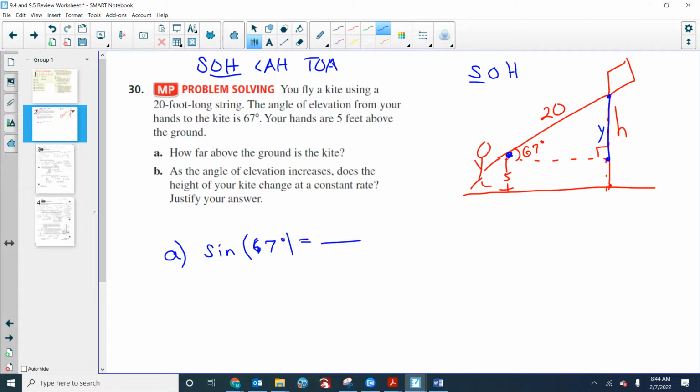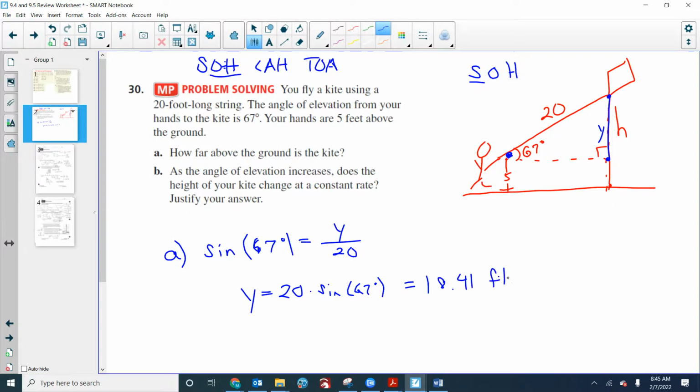equals, is it y over 20 or 20 over y? Y over 20. How do I know that? Christian, you willing to explain that? Opposite divided by hypotenuse. Y over 20. And so to solve for y, I just need to multiply both sides by 20. 20 times the sine of 67. 18.410. So 18.41.